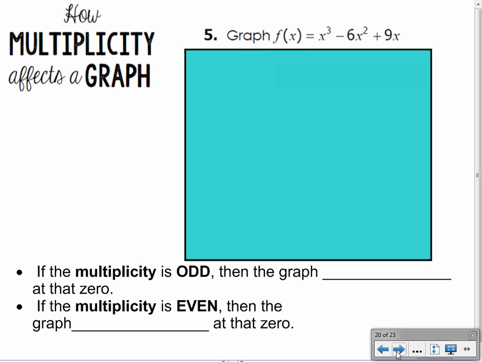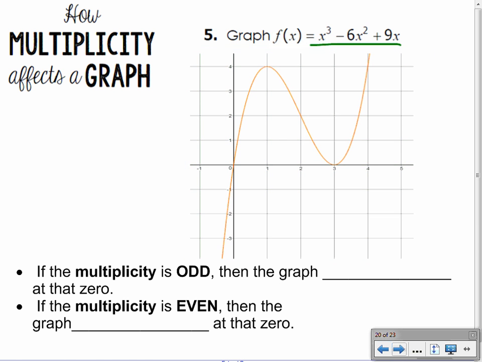Okay, so let's look at how multiplicity affects the graph of a polynomial function. So I've got the same function here that we just factored. We know the zeros should be at 0 and 3, and that's exactly what we see on this graph. But with the multiplicity, we know that 0 had a multiplicity of 1, and 3 had a multiplicity of 2. The effect here is that for our zero at 0, it had a multiplicity of 1, an odd multiplicity. And whenever we have a zero with an odd multiplicity, our graph is going to actually cross through the x-axis at that point on the graph.